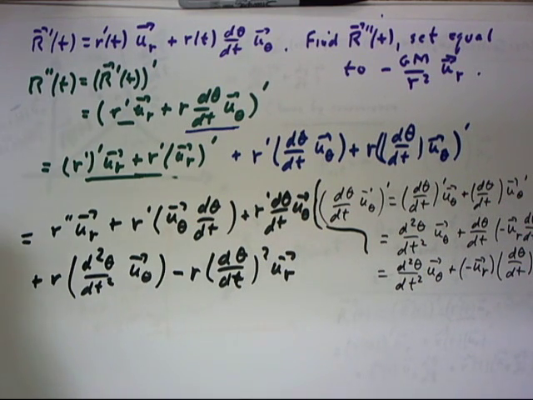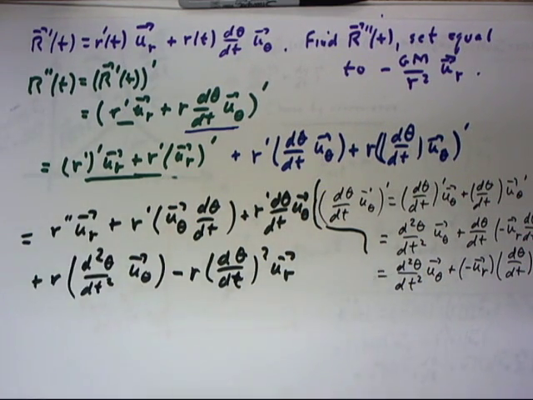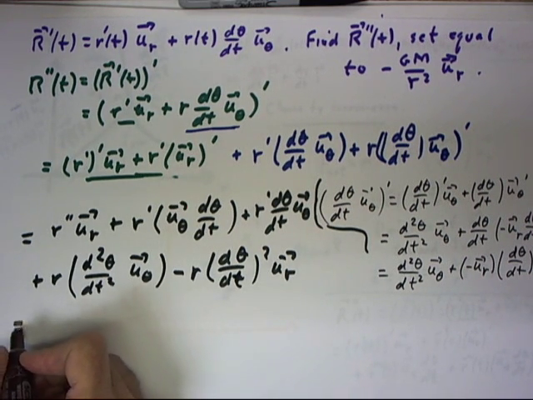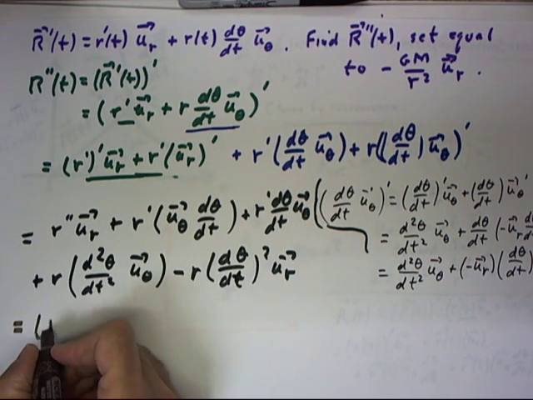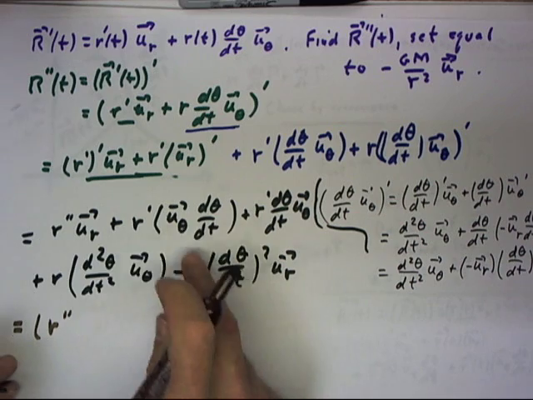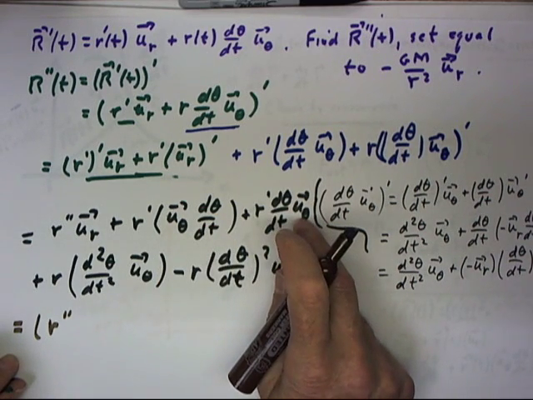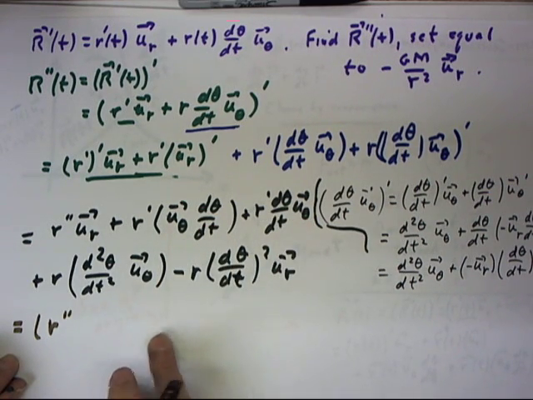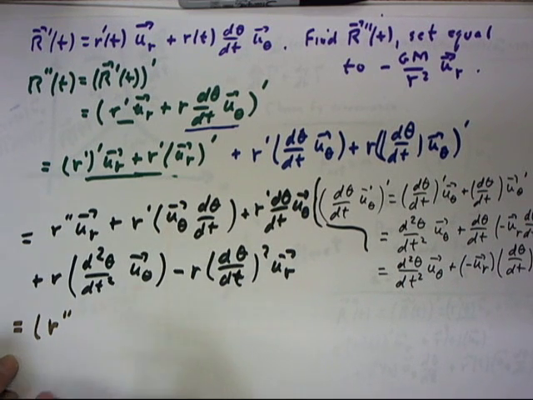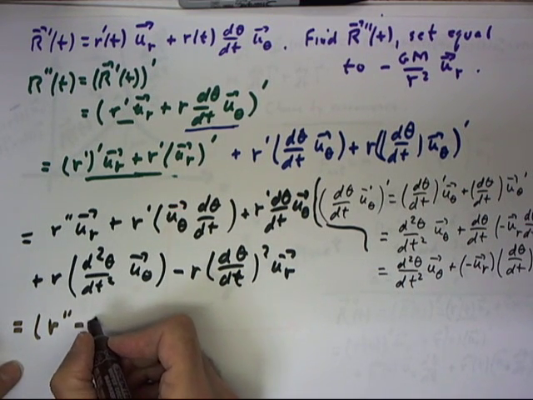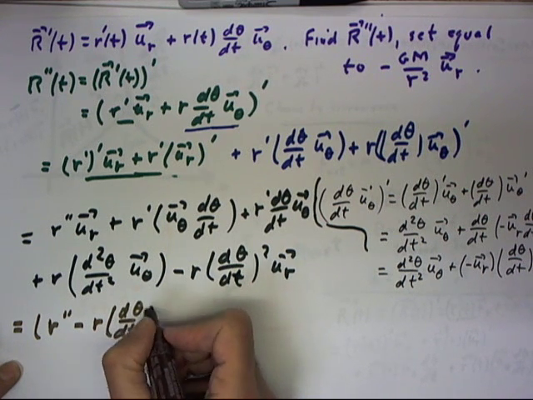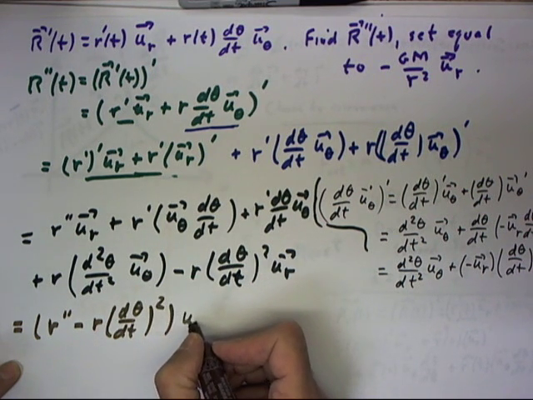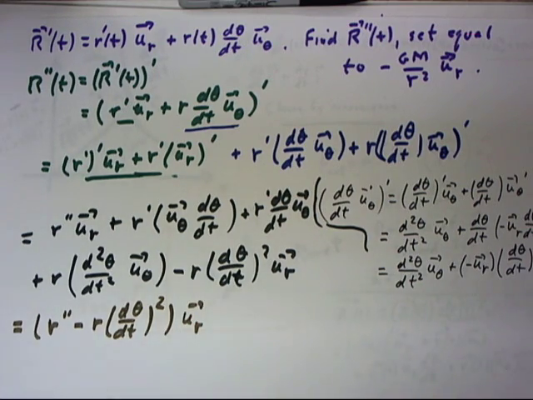Now finally, we just want to collect our u sub r and u sub theta terms. So I'm just going to go through the expression and pull out anything that's a multiple of u sub r, and that's going to be r double prime from here, no u sub r here or here, but there's a u sub r down here. So we have negative r times d theta dt, quantity squared, multiplied by u sub r.